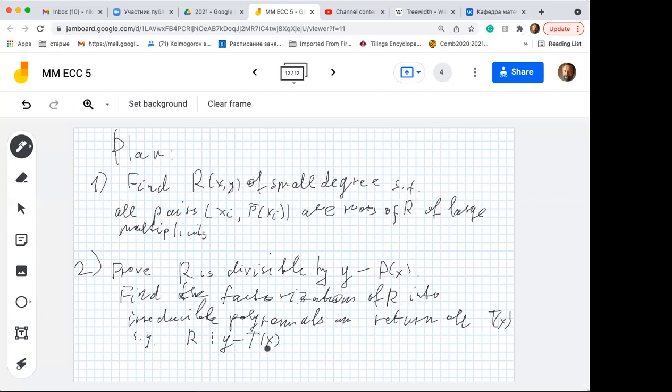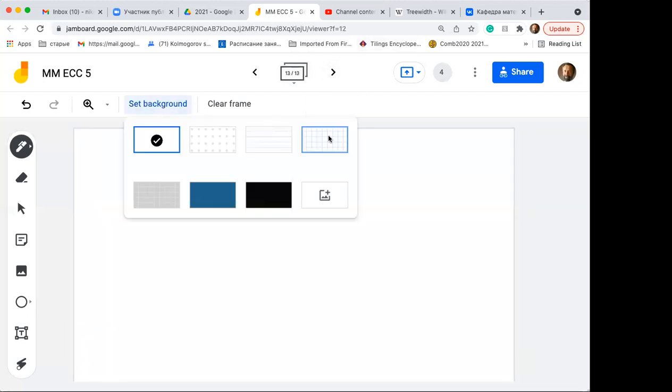To reduce the list, we may consider only t of x of small degree. We know that p of x is of degree at most k, so all the remaining t of x may be just deleted from our list. So this is our plan. And to realize this plan, I need first to explain what the multiplicity of a root means in the case of multivariate polynomials. Let's start with that.